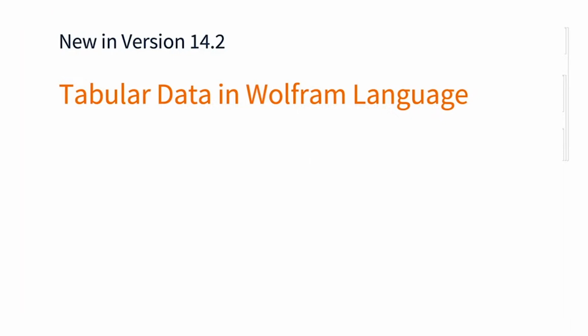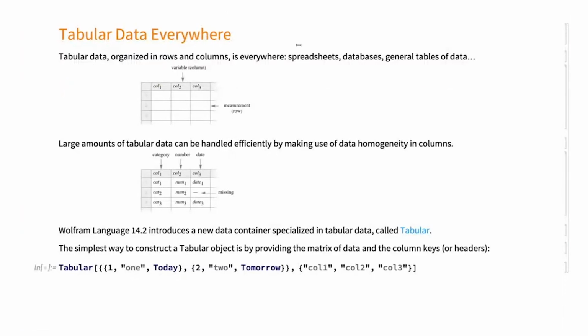So let me start with discussing what tabular data is. Tabular data is everywhere. Tabular data is defined by organization in rows and columns. We can find it in spreadsheets, in databases, in general tables of data, and this is the general organization. You can understand that in rows, we have measurements or observations or objects, and then in the columns, we have variables or properties about those objects or observations.